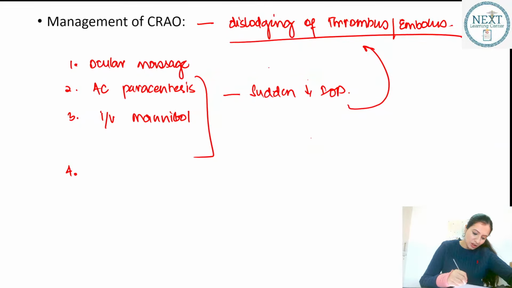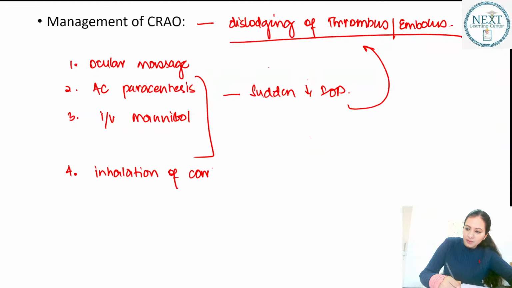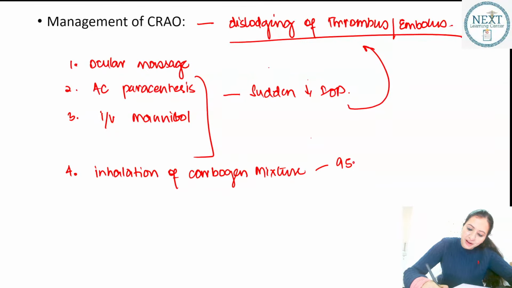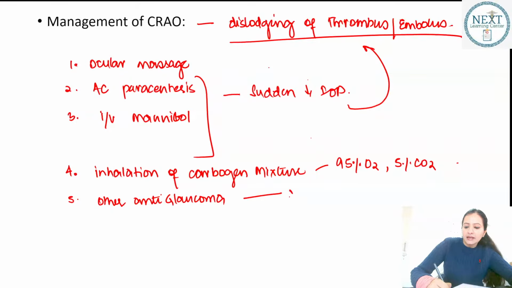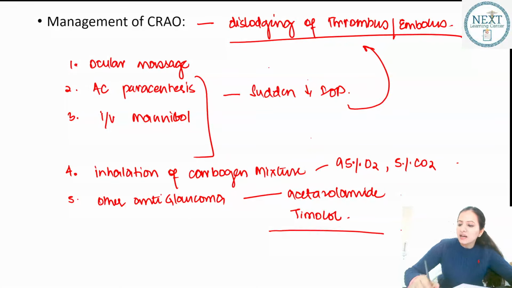Then apart from these, you can go for inhalation of carbogen mixture. Now this carbogen mixture includes 95% oxygen and 5% CO2. Apart from it, you can give other anti-glaucoma drugs such as acetazolamide or timolol. See, Anirudh, it is not ICP, it is IOP, intraocular pressure.